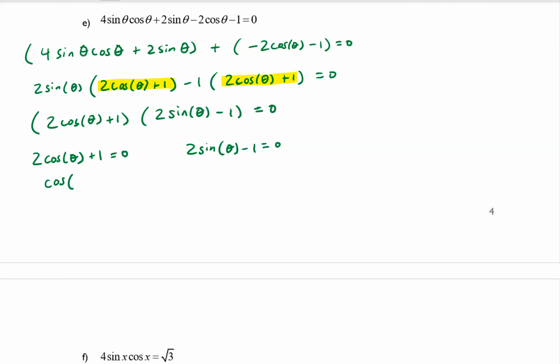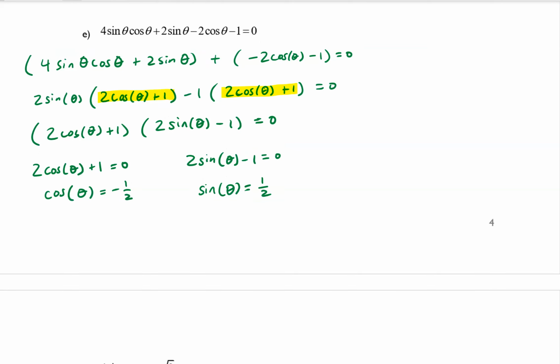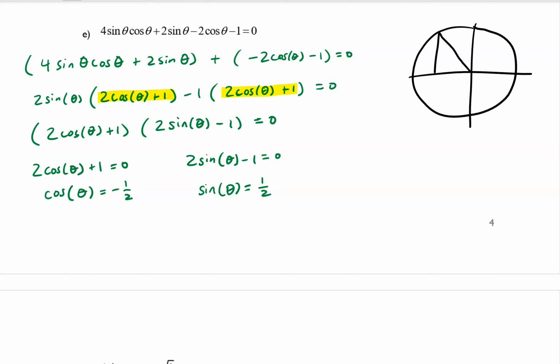And if we solve this first equation, we end up getting cosine of theta is equal to negative 1/2. And this second equation, if you solve that, you get sine of theta is equal to 1/2. Okay, so let's draw a unit circle for the first equation. So we have cosine of theta is equal to negative 1/2. That happens in quadrant 2 and quadrant 3.